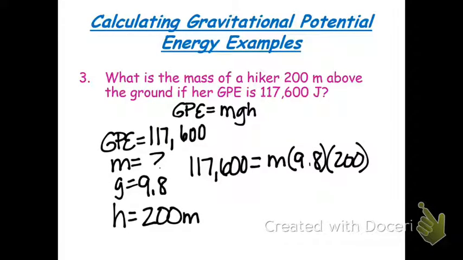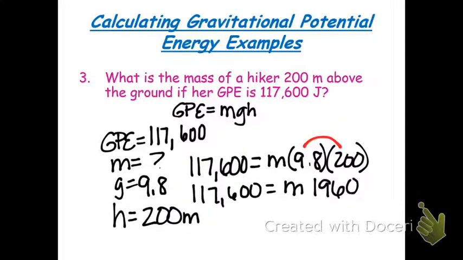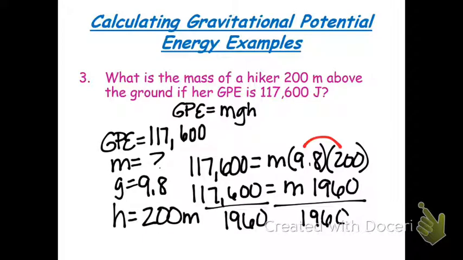Again, mathematically, multiply those two together, 9.8 times 200, which is 1960. So we still have 117,600 on that side and m times 1960 on that side. That just means now you're going to divide each side by 1960. So m is going to be equal to 117,600 divided by 1960. You get 60, and your label is going to be kilograms because you're solving for mass.